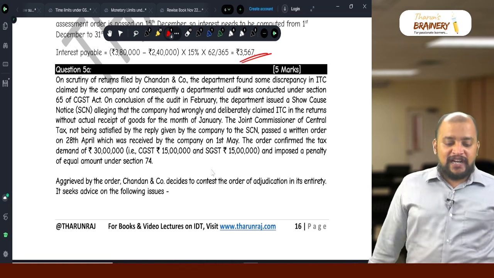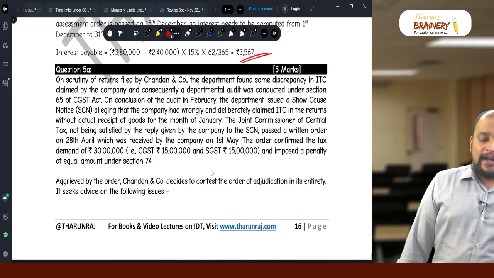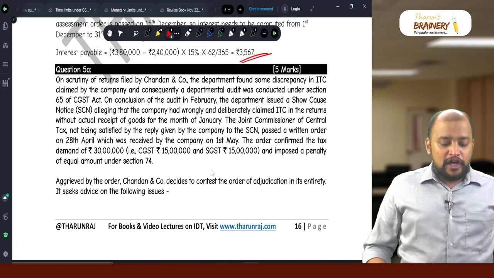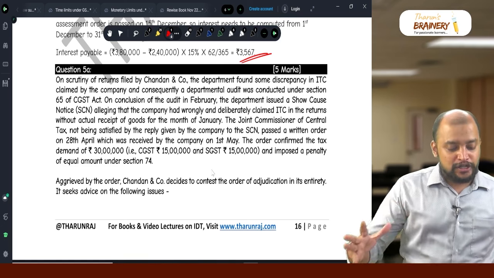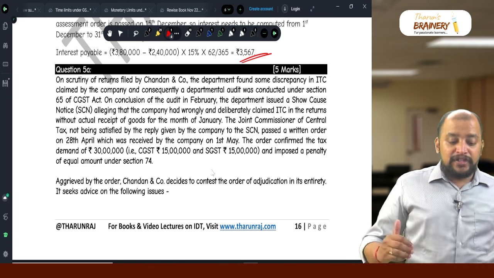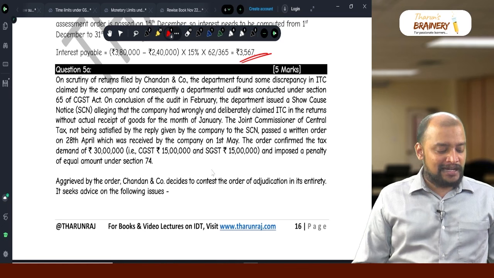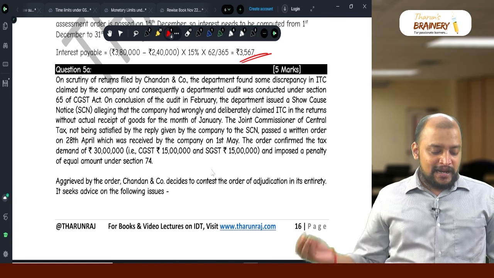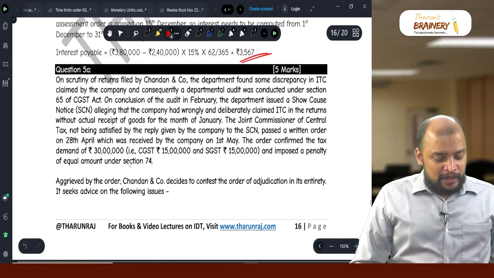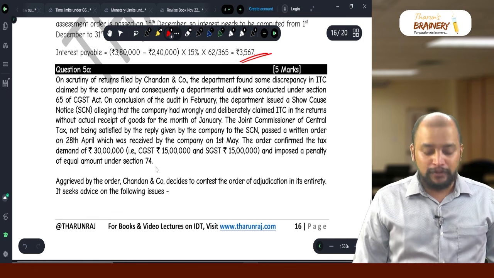On scrutiny of returns filed by Chandan and Co., the department found some discrepancy in ITC claimed by the company and consequently a department audit was conducted under section 65. On conclusion of the audit in February, the department issued a show cause notice alleging that the company had wrongly and deliberately claimed ITC in the returns without actual receipt of goods for the month of January. So the Joint Commissioner of Central Tax, not being satisfied with the reply given by the company, passed a written order. The order confirmed a demand on that person of 30 lakhs and imposed a penalty of an equal amount under section 74.